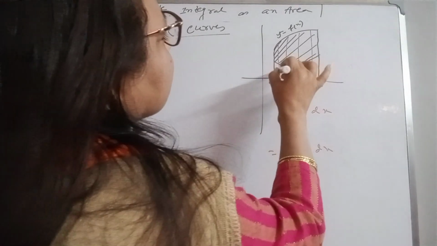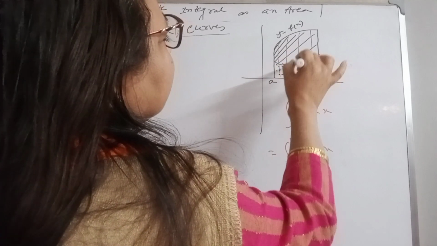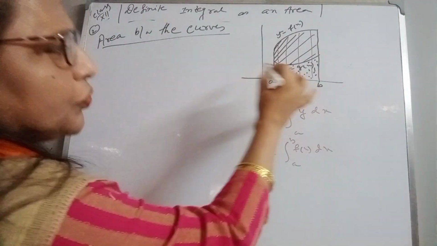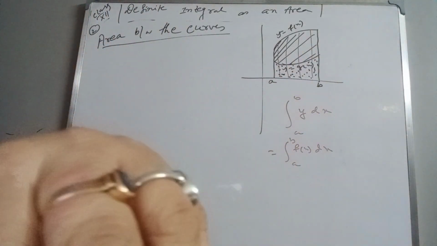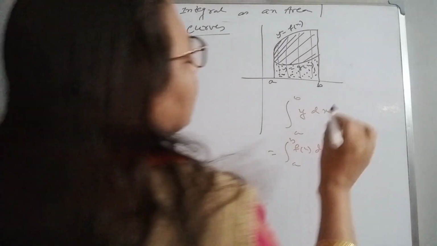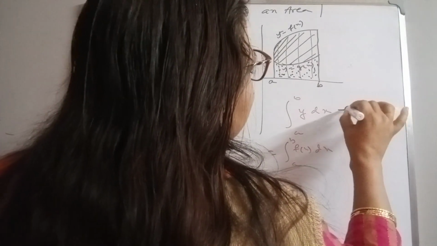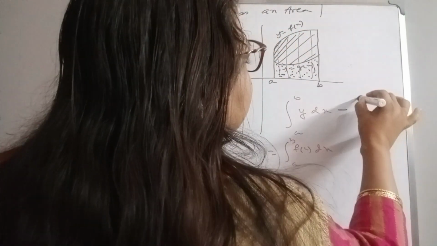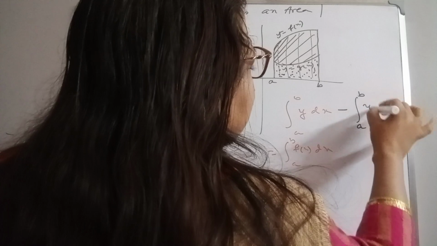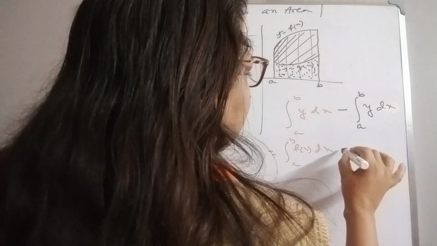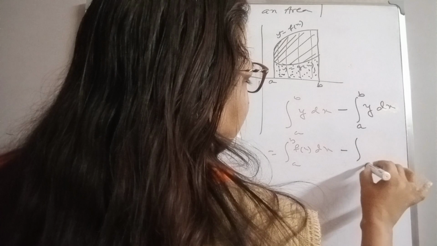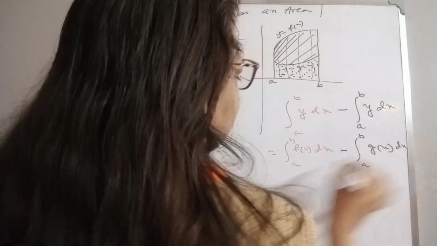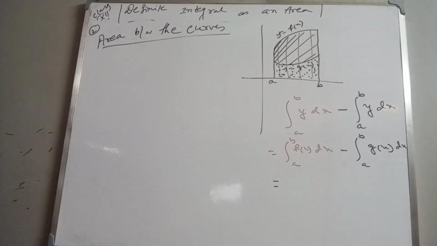Now next, we subtract this dotted region, that means the area formed by the function y equals g(x) with the x-axis. So what we will do? Minus this part. If we subtract, then only we will get this strip area. So we write minus integral a to b y dx again, but the function is g(x).